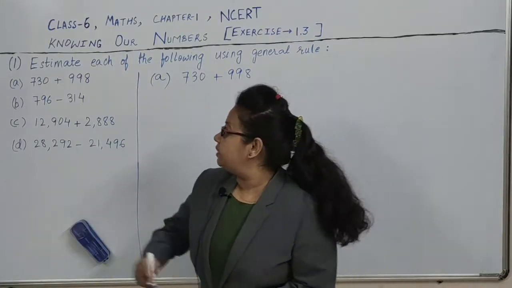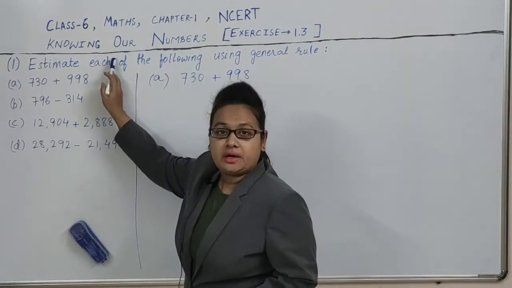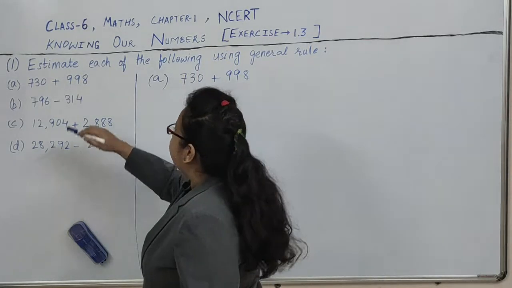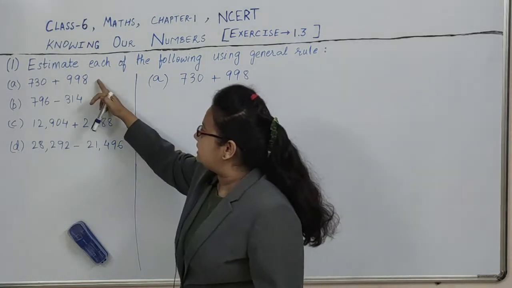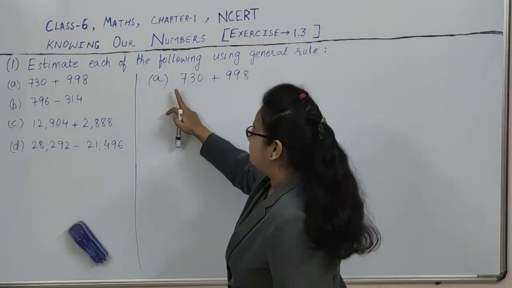In today's class, we will do question number 1 from exercise 1.3 of the first chapter, Knowing Our Numbers, from the 6th class Maths NCERT book. Now let us read the question. Estimate each of the following using the general rule. We have to estimate each of these using the general rule. So let us start with A.